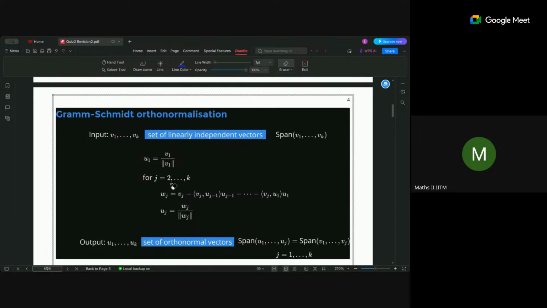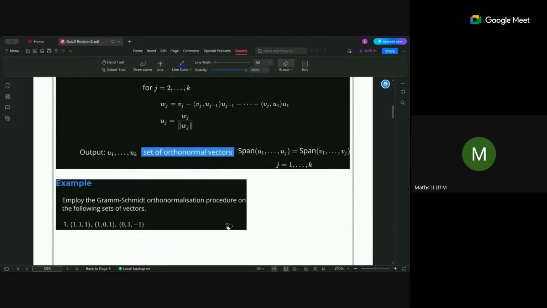So it means we should know how to get an orthonormal basis, right? To get an orthonormal basis, we have what is called the Gram-Schmidt process. What is the Gram-Schmidt process? The Gram-Schmidt process converts a given set of linearly independent vectors to a set of orthonormal vectors. Suppose you have a set of linearly independent vectors v1, v2, ..., vk, then you apply this formula to get a set of orthonormal vectors.